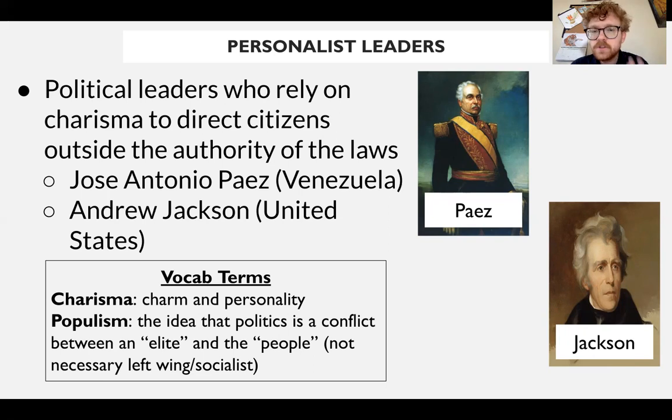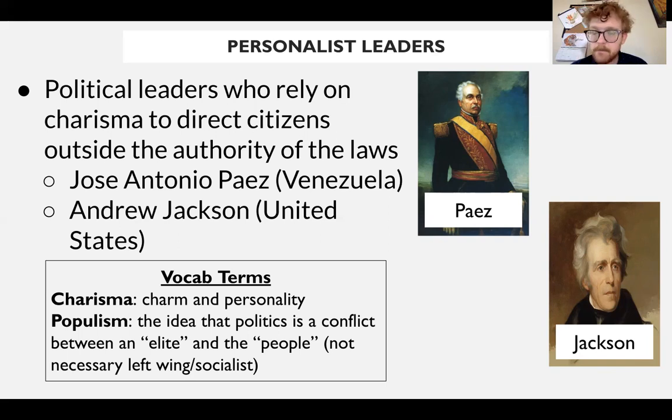So personalist leaders often rally their supporters for whatever cause they want. And oftentimes this cause isn't necessarily bounded by any constitution. In some ways, not to get too modern day politics on us, but thinking about the January 6th kind of uprising, however you might want to call it, this idea of the president rallying his supporters to do something that's not necessarily legal. So let's look at two big examples, one from South America and one who is on the $20 bill, Andrew Jackson. But let's first look at Jose Antonio Paez.